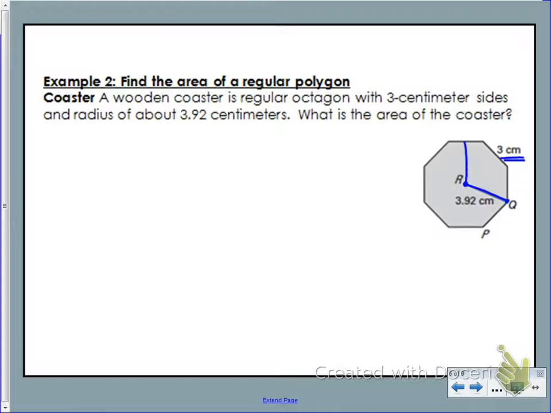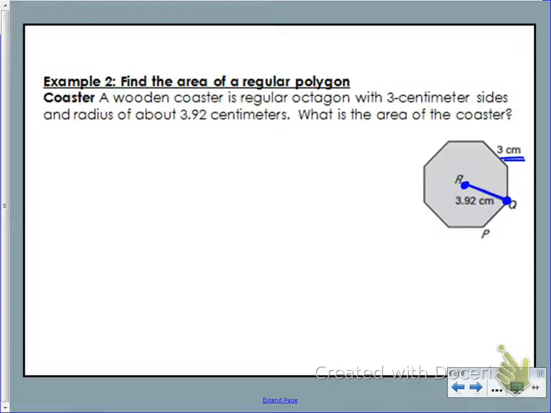This, for example, that I just drew in, we'll call that T. RT is not a radius because a radius has to go from the center point to a vertex, and T is not a vertex. So keep in mind when you're talking about a radius, if you had to draw your own picture, you would want to make sure you're going to the vertex, not to the midpoint of the side. So we know these measurements.